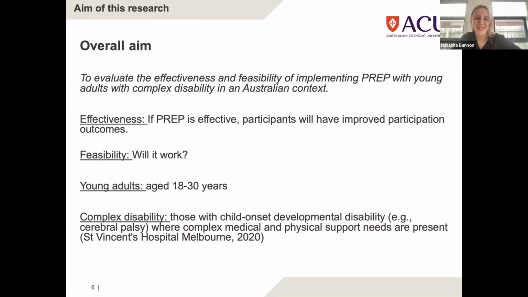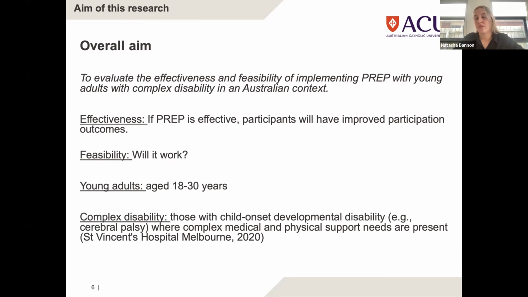It's all right. So the concept of effectiveness is in regards to if the intervention works. So for PrEP to be effective, it means that the people who are participating in PrEP need to have improved their participation in their chosen goals. Feasibility is about, will it work? So will the people who are involved in implementing PrEP think it is acceptable and appropriate? And do people have the time and resources to do PrEP?